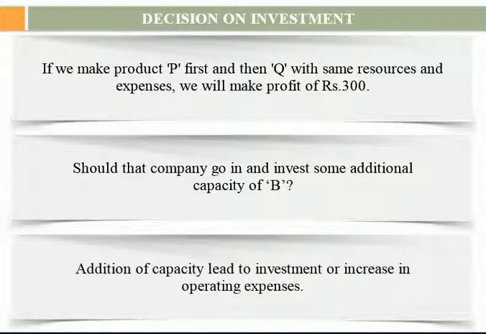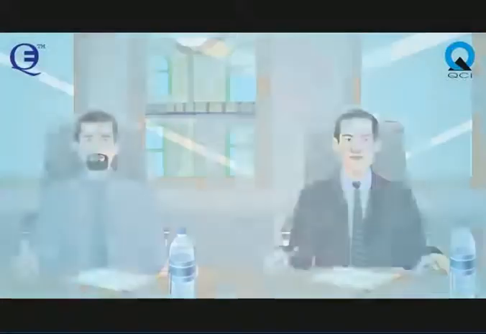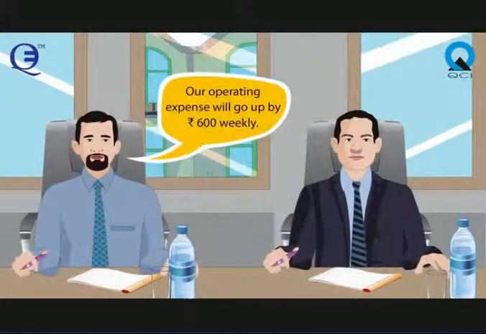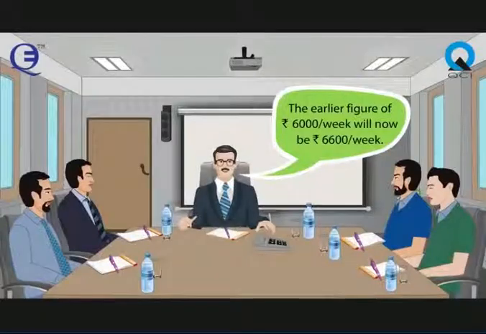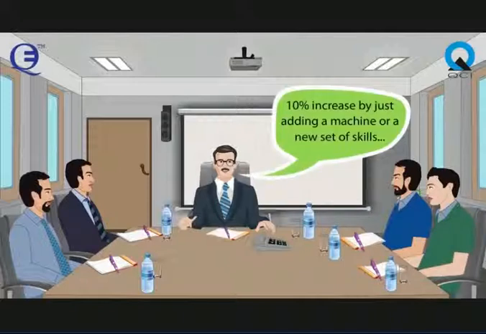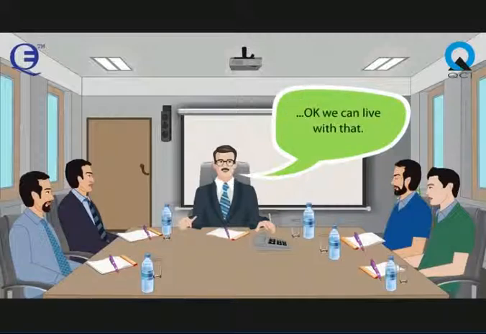Any such addition of capacity will lead to investments or an increase in operating expenses. Let us assume for our discussion that after all these calculations, the finance department tells us that our operating expense will go up by 600 rupees weekly. The earlier figure of 6,000 per week will now be 6,600 rupees per week. A 10% increase by just adding a machine or a new set of skills. Okay, we can live with that.